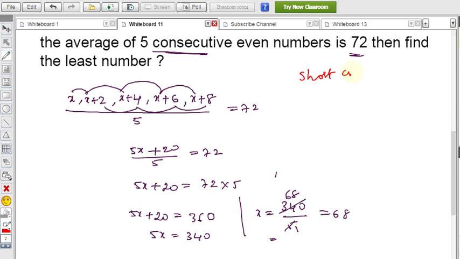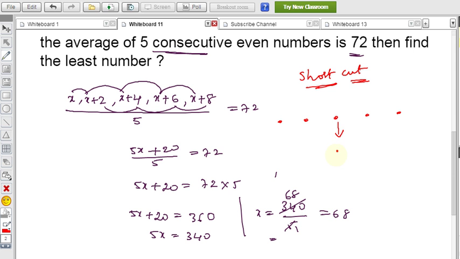Always remember the average is nothing but the middle value. Now there are 5 consecutive even numbers: 1, 2, 3, 4, 5. So in these 5, surely 1 will be exactly the middle. If it is an even count of numbers, then there will be 2 in the middle. If it is an odd count, there will be exactly 1 in the middle.